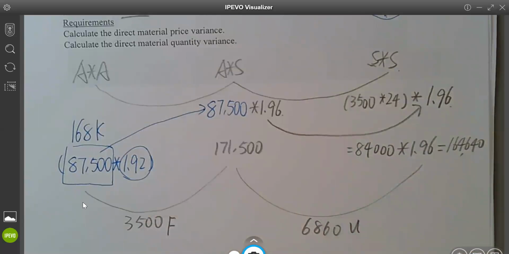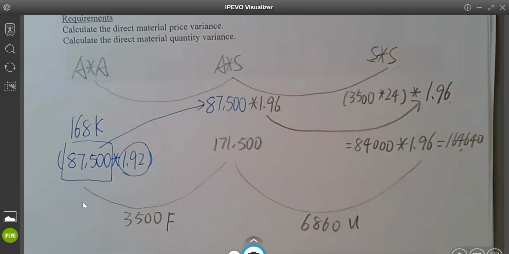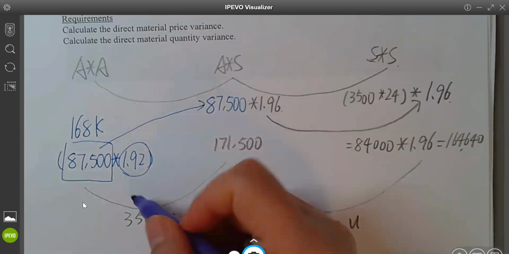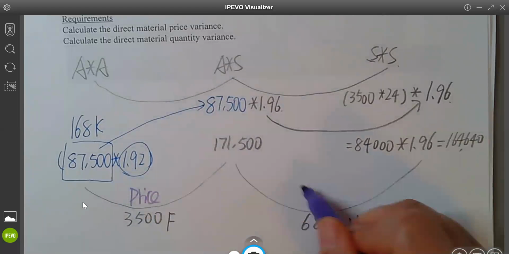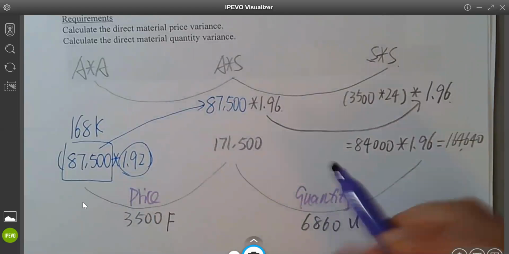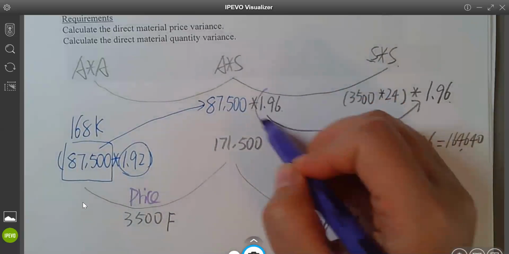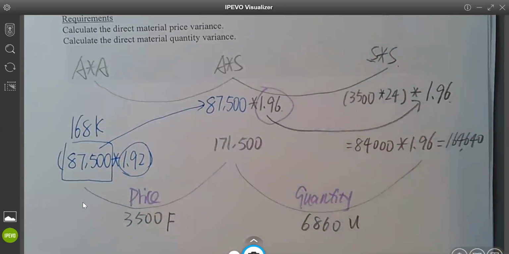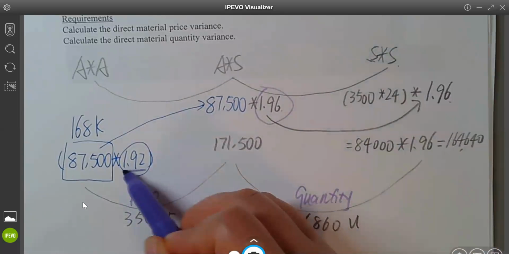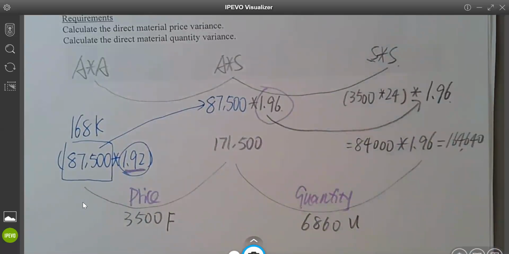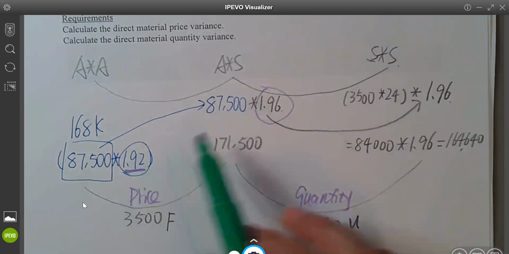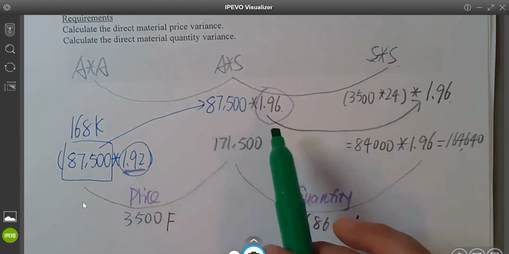So I want to interpret this a little bit also with you. This is called price variance. This is called quantity variance. Okay. So why is our price variance favorable? The standard said it's $1.96 for 1 pound. But actually we paid $1.92. So we got a deal. Our actual price is favorable because the actual price we paid is lower than the standard.